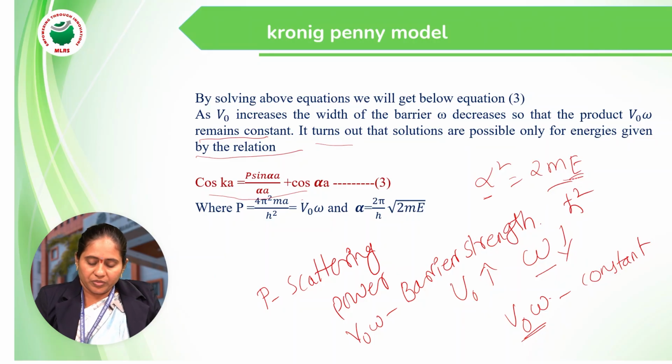There is no solution shown for this. We have written it directly after doing the solution, as there is no mathematical derivation required in our syllabus. So that's why we have written it directly: cos ka is equal to P sin alpha a by alpha a plus cos alpha a, where P is the scattering power and V naught omega is the barrier strength.